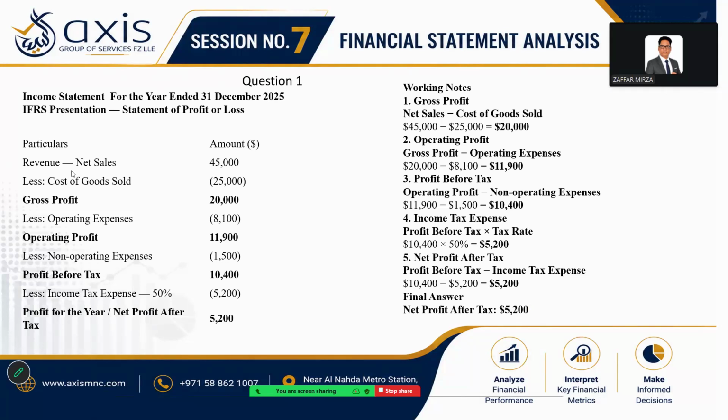So this is the method of preparing the income statement. Revenue, that is net sales 45,000, less cost of goods sold 25,000, gross profit 20,000, less operating expenses. Then you will get an operating profit, less non-operating expenses, profit before tax, less income tax. Then you will get a profit for the year, or net profit after tax. Clear, all of you? Any doubts?